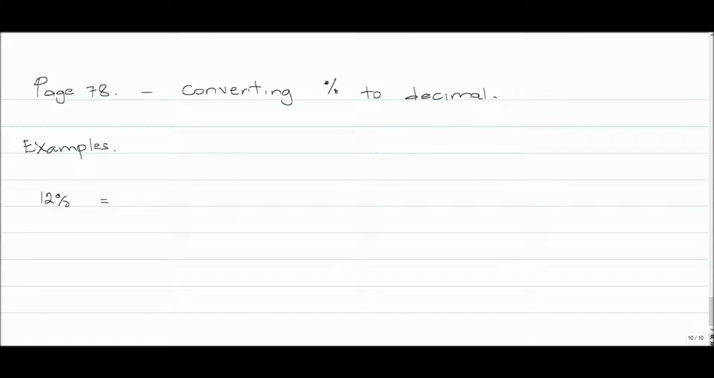Example A, we have 12%. So we will remove the percent sign, so we'll have 12, and then we're going to divide that number by 100. So this will be 12 over 100, and 12 over 100 is the same as 12 divided by 100. When we're dividing by 100, we look at the number of zeros we have. So that will be 2.